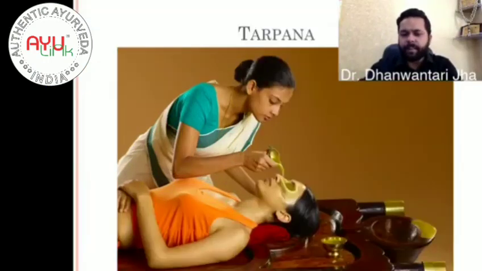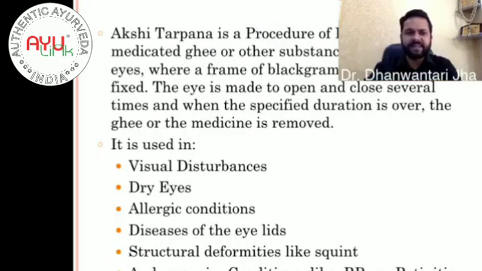I hope many of you might know about this. This is the Tarpana Kriya Kalpa of Netra Chikitsa. As you can see, the lady is pouring ghee or a similar substance into the eyes, and there's a border created surrounding the eyes. This is basically the Akshi Tarpan. Akshi Tarpan is a procedure of pouring medicated ghee or other substances which are good for the eyes, by making a frame of black gram paste which is firmly fixed over the eyes.